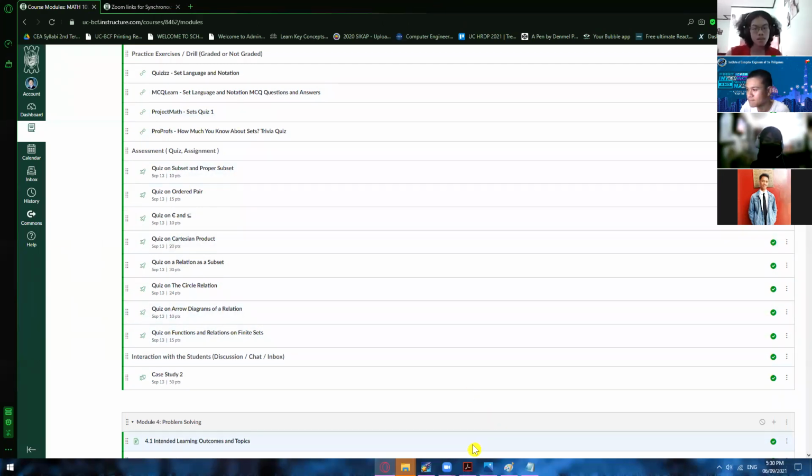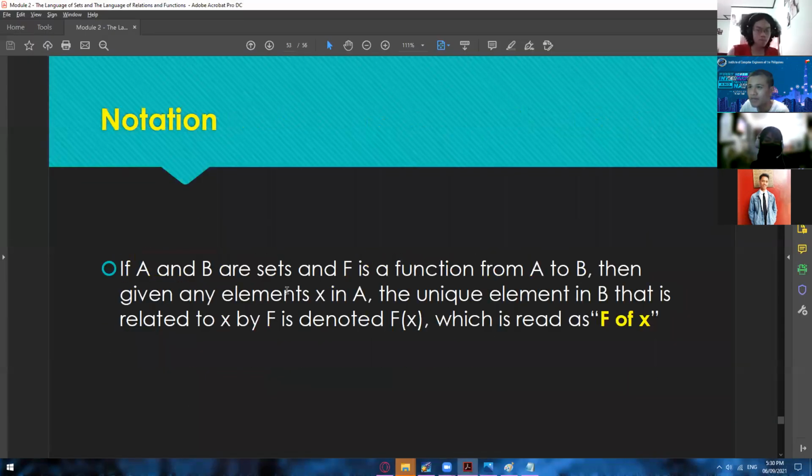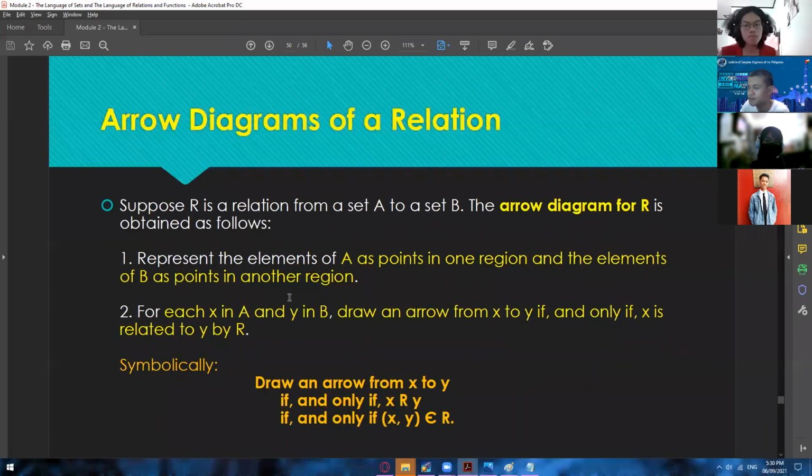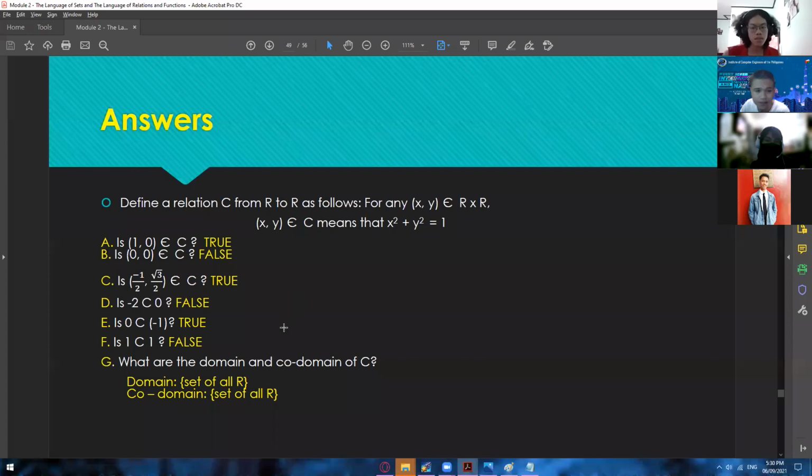We still have two topics left: the arrow diagrams and then the function. Anyway, let's have another vote. 1 minute left. Are you guys willing to have a part 4?